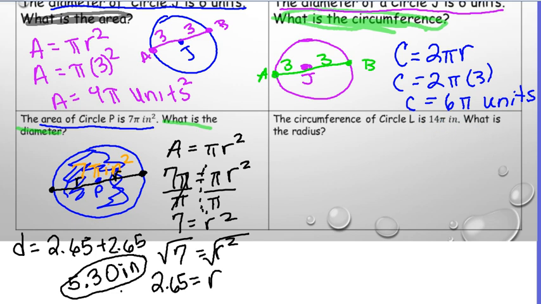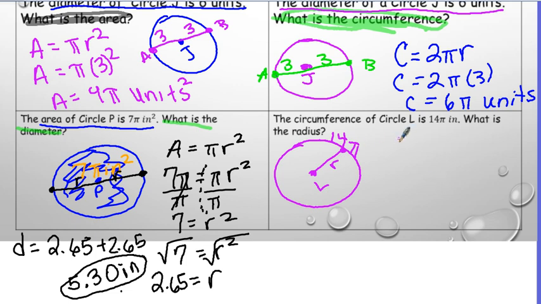So here it says, the circumference of circle L is 14 pi inches. What is the radius? So I'm going to draw a picture. And this time it told me that the outside of the circle is 14 pi. And this one is circle L, and it's asking me to find the radius. So it wants me to find this little piece right here.